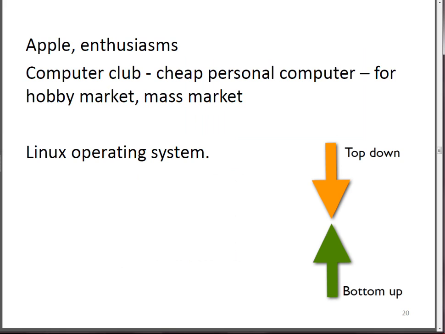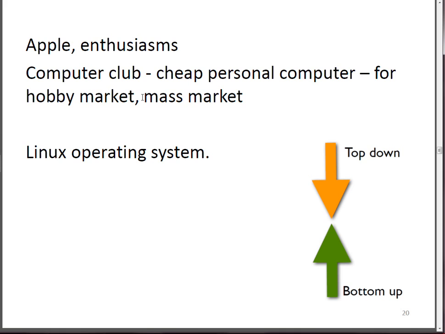Now, another interesting example which the book brings is Apple. Apple computer, of course, is a good example of enthusiastic consumers. It started as a computer club, believe it or not. What they wanted to do is to produce cheap personal computers, because as you know, around that time, IBM computers cost a fortune. So they wanted to produce a cheap personal computer, but it was designed for the hobby market. They didn't know at that point that it would reach the mass market.